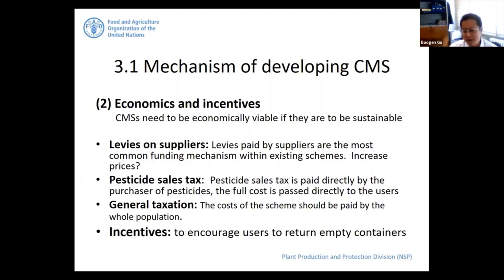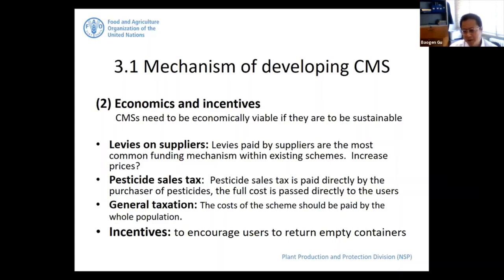proceed, and then a specific entity in China, in one province, is a pesticide company. They collect the empty containers to the company, and they wash them, sort them, and treat them in different ways for disposal, for recycling, for other purposes.